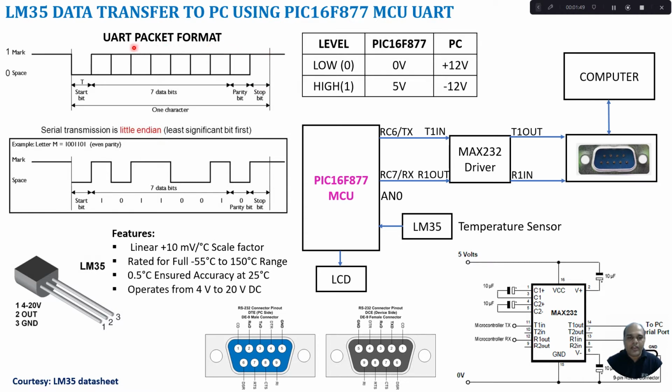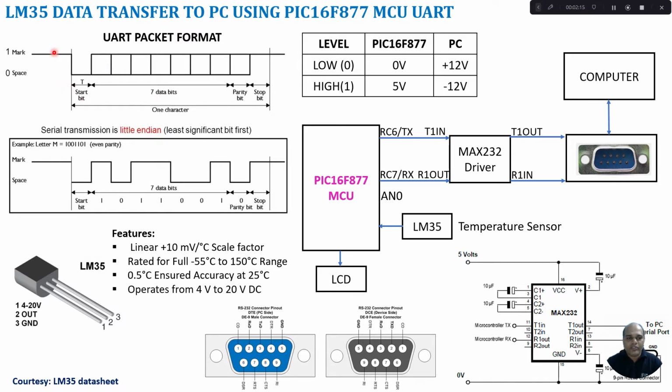Here the data bits can vary from 5 bits to 9 bits. It is a user configurable one. So here we start with the start bit, then comes the LSB data, finally comes your MSB data, then your optional parity bit, and then finally your stop bit. So this is the packet format for your UART protocol.